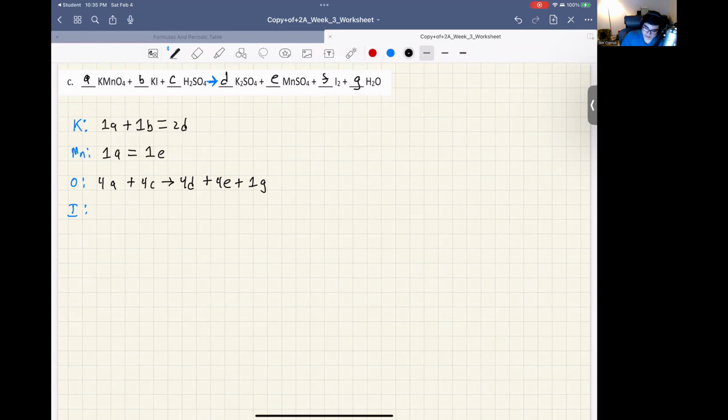Now let's go ahead and go to iodine. For iodine, we have 1B. There's 1 iodine in KI. And then we have 2F, there are 2 iodines in I2. Not last but not least, we still have sulfur and hydrogen. So sulfur, on the left here, we have C. There's 1 C. And then on the right, we have 1 D and 1 E.